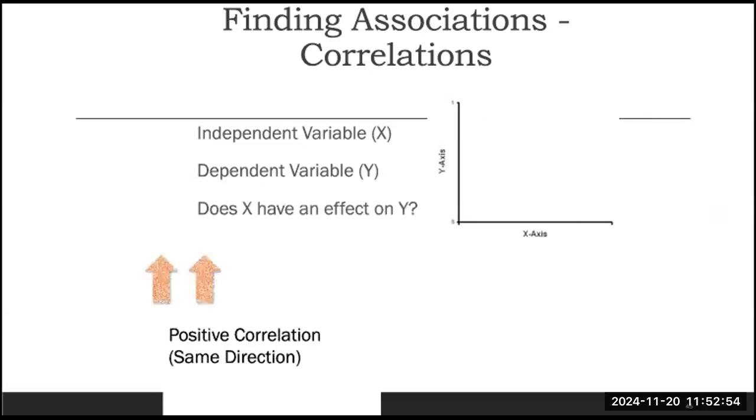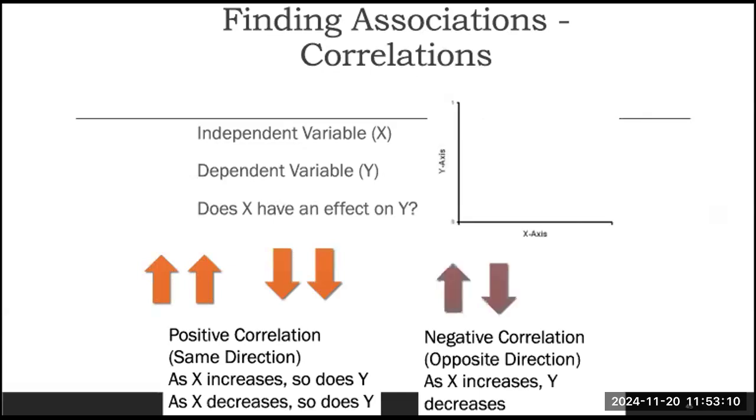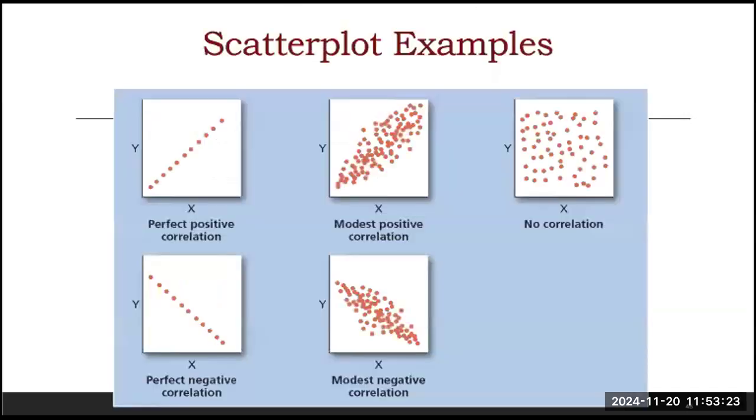It's pretty straightforward. A positive correlation means that the two variables are moving in the same direction. As one increases, so does the other, or as one decreases, so does the other. On the other hand, if the values are moving separately, then we call that a negative correlation, meaning as one goes up, the other value goes down. Here are different types of scatter plot examples. Remember, a scatter plot is when you take your values and plot them, and see where the values fall.